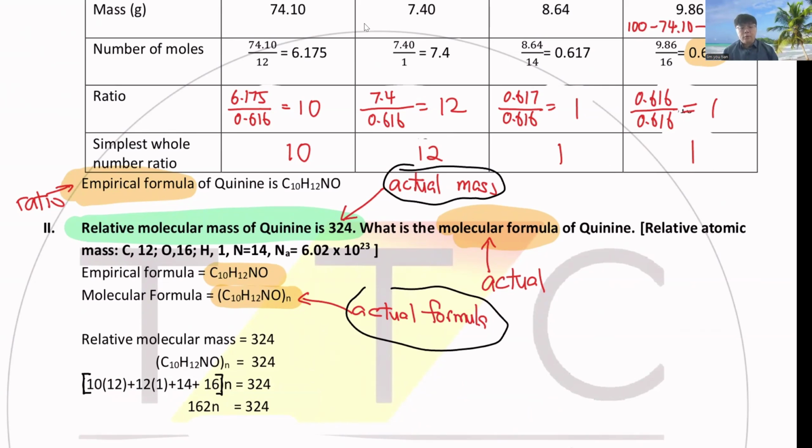So 10 times 12 plus 12 times 1 plus 14 plus 16. You see what is your mass? This one is a very popular calculation. They ask to find the empirical formula. Then from there, they ask to find the actual formula.